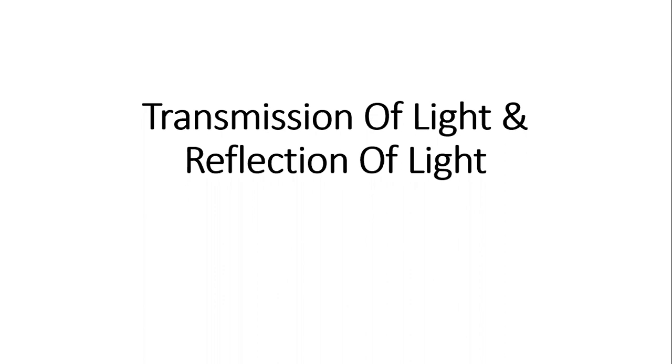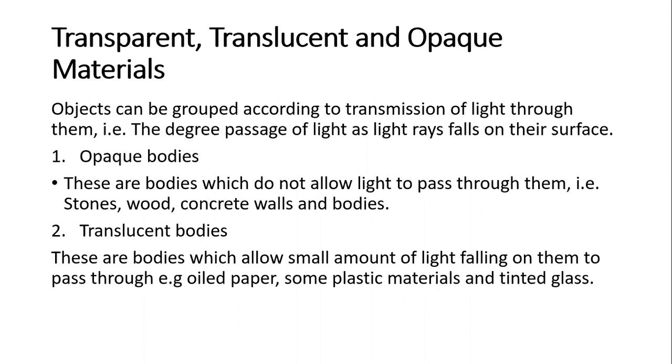I talk about the transmission of light and the reflection of light. So we'll start with the transmission of light. Now see this: transparent, translucent, and opaque materials. Objects can be grouped according to the transmission of light through them. This means the degree of passage of light as the light rays fall on their surfaces.